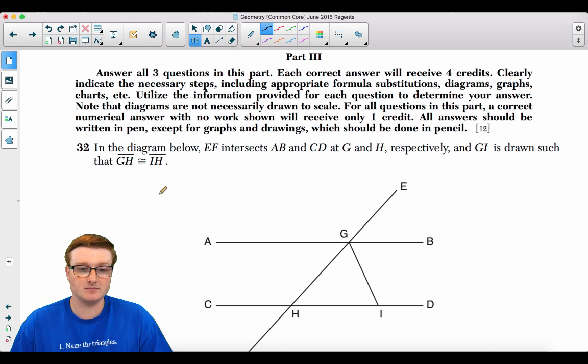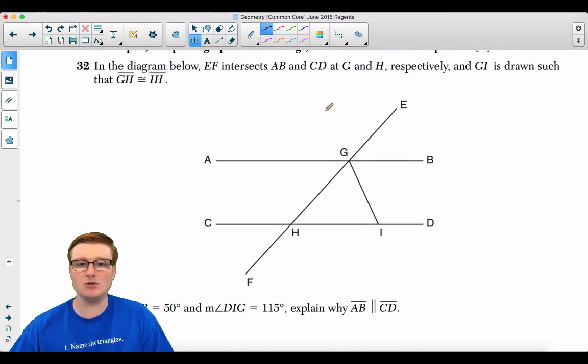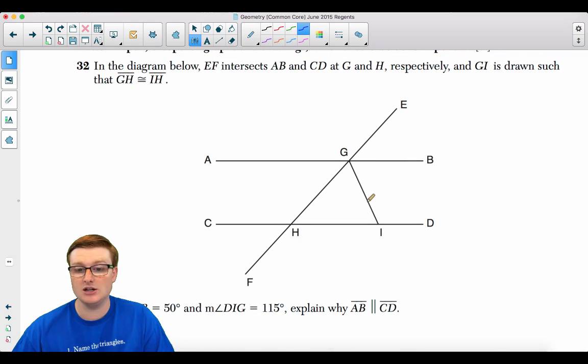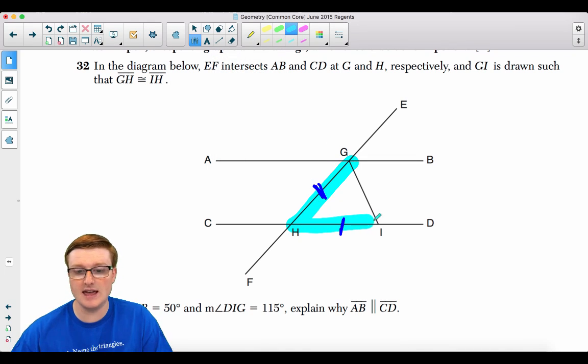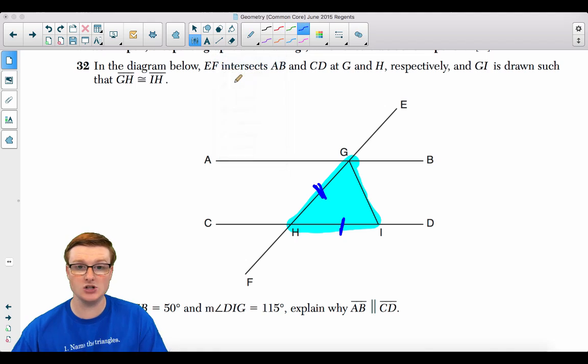Question 32. In the diagram below, EF intersects AB and CD at G and H respectively, and GI is drawn such that GH is congruent to IH. So what I'm going to do first is I'm going to label that GH is congruent to IH. So that means just based off of the information that they gave me, this triangle that you see here is an isosceles triangle, because in an isosceles triangle, two sides are congruent to each other.